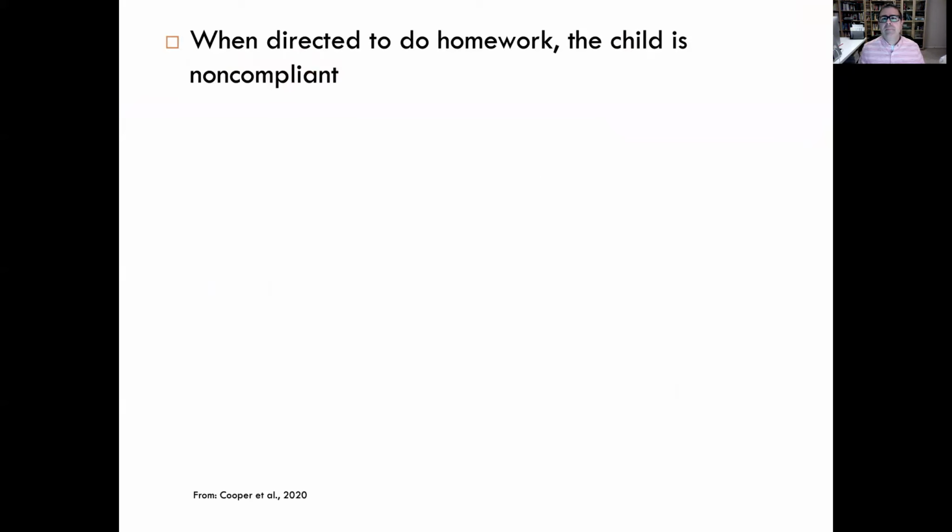So here are some other examples that I took from a big manual in applied behavior analysis that is very recent, published this year. So here's an example. Imagine a child, when directed to do homework, that child is non-compliant. Now, we would assume here that this behavior is maintained by negative reinforcement, right? So, hey, you have to do your homework. The child is not compliant, probably delays having to do the homework or escapes from the task.